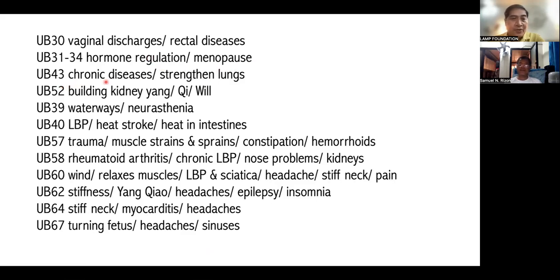Bladder 43 for chronic diseases, strengthens the lungs. Okay? So you know how to locate bladder 43. So it becomes 3 cun from the midline. Bladder 43, chronic diseases, strengthen the lungs. Bladder 52, to build the kidney yang. So this is easy. Bladder 23 is the kidney, so you just add 29. So that's bladder 52. For those with weak willpower, no? Or if you want to impress, you needle bladder 52 on the ear.